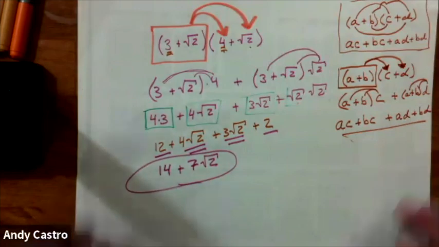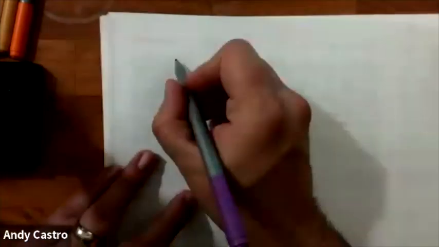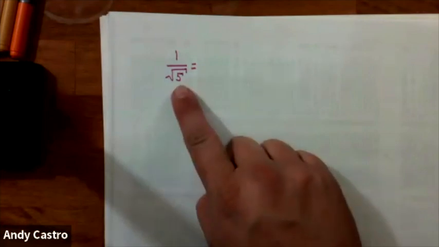All right. Now, let's look at what happens when we have something like this. All right, 1 over the square root of 5. So one of the rules in math is that we cannot have a radical in the denominator. We cannot have a radical in the denominator.